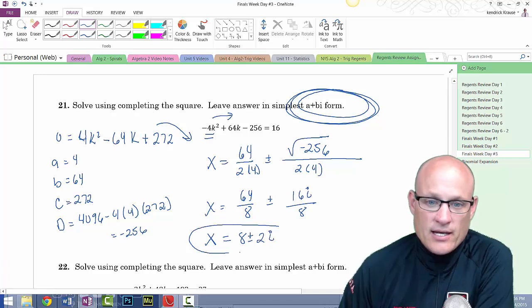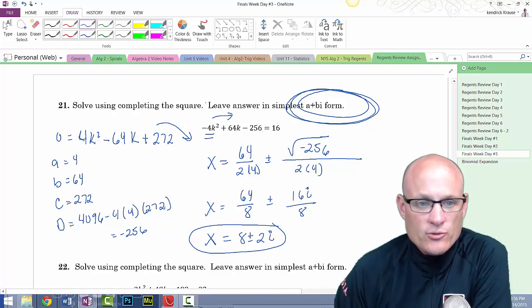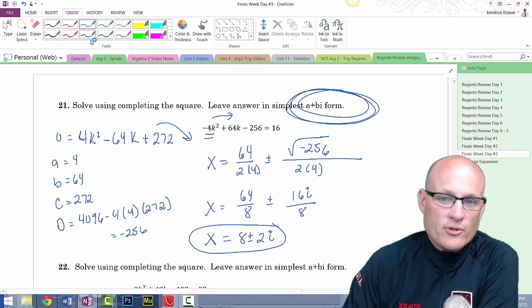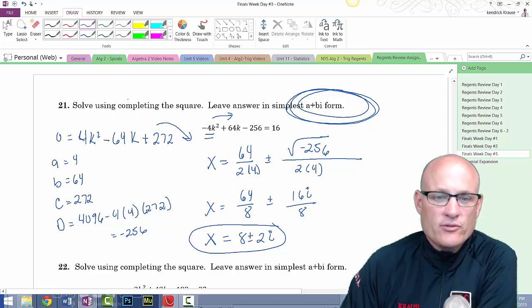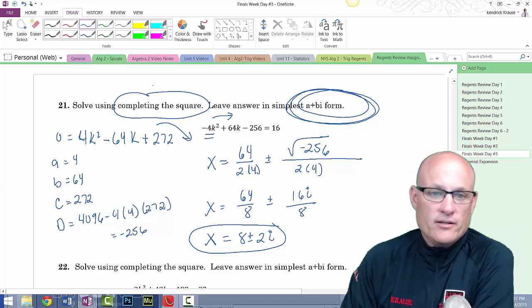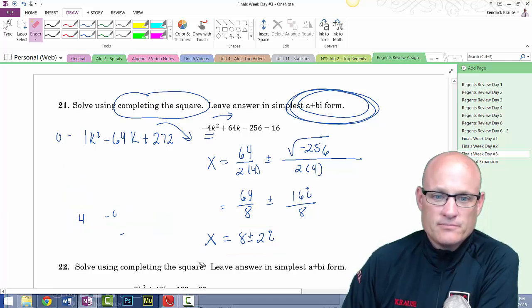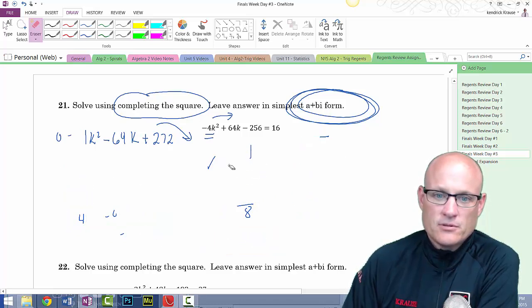So my final answer is x equals 8 plus or minus 2i. Now, believe it or not, I believe this one can be done using completing the square. Oh, I'm sorry, I did it not using completing the square. Now let me do it using completing the square, because I think that would be a lot easier.